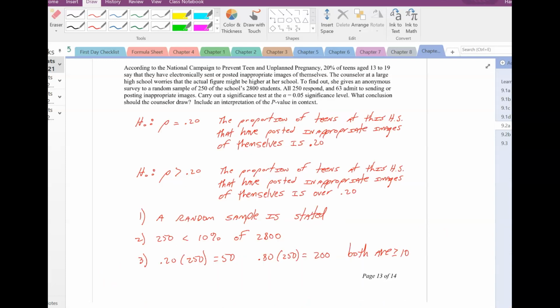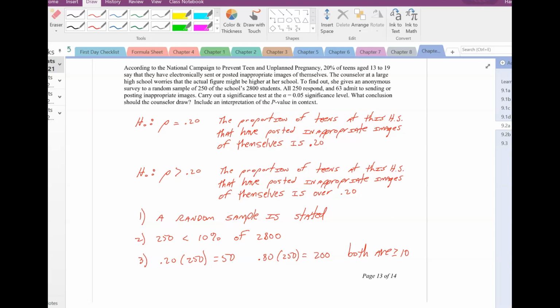All right, let's see how you did. So in the first step, state the null and alternate hypothesis. The null hypothesis is that it is exactly what was stated by that organization, that the true proportion is 20%. So the proportion of teens at this high school that have posted inappropriate images of themselves is 0.20. The counselor at the school is worried that the figure at her high school is actually higher than that.